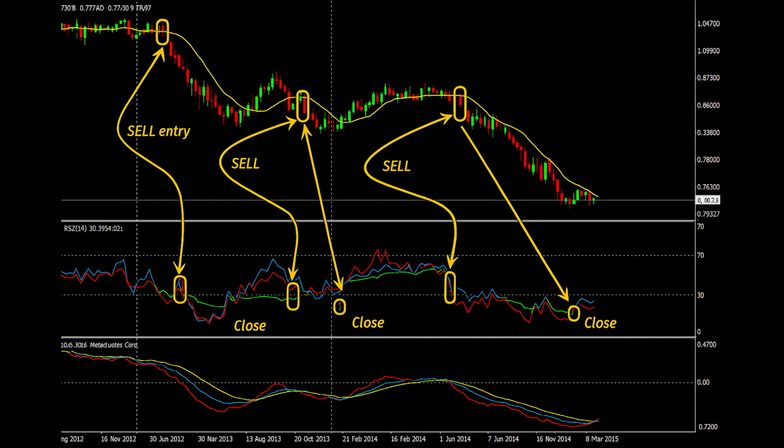Take 50% at the first target when RSI reaches low 30s, move stop to break even, and let the remaining position run with a trailing stop above swing highs or the moving average if it flips. Watch for bullish divergence on the RSI as a signal that momentum may be reversing and consider closing early.